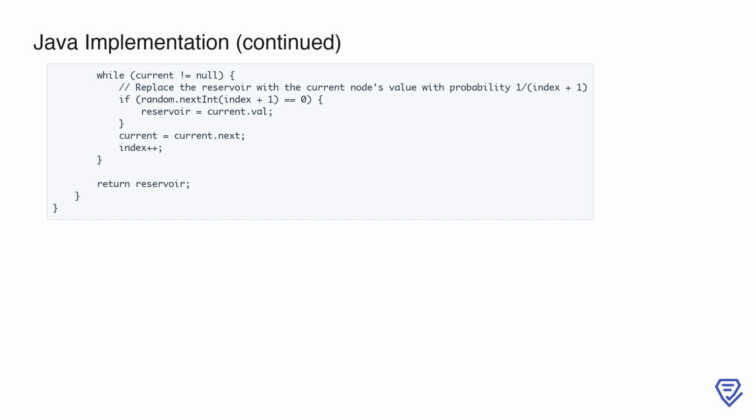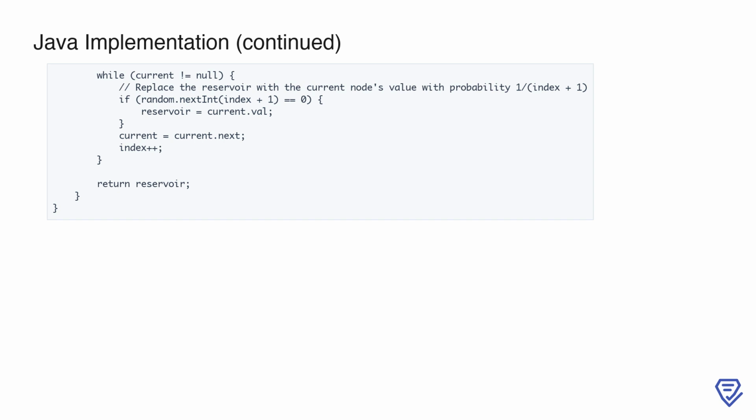The random.nextInt(index + 1) generates a number between 0 and index, and if this number is 0, the reservoir is updated to the value of the current node. After evaluating the current node, we move the current pointer to the next node and increment the index by 1. Once the loop completes, meaning we've traversed all the nodes in the list, we return the value stored in reservoir.